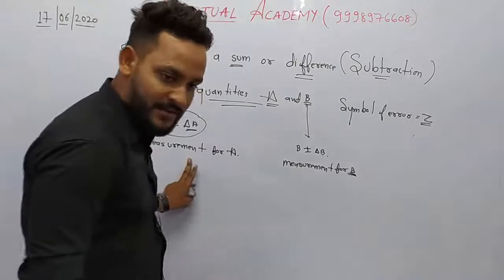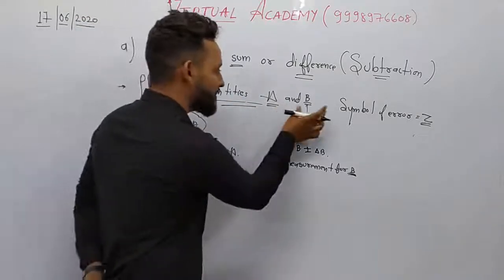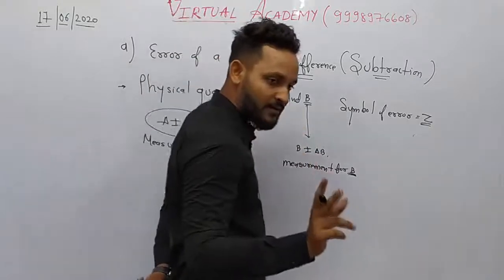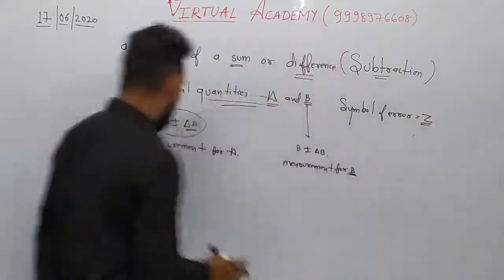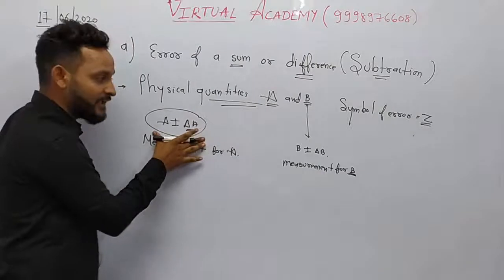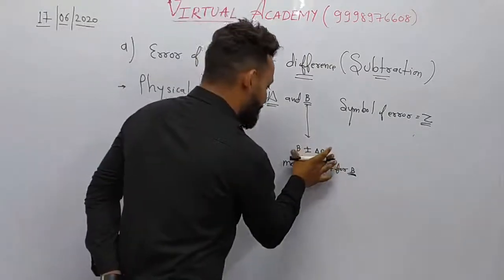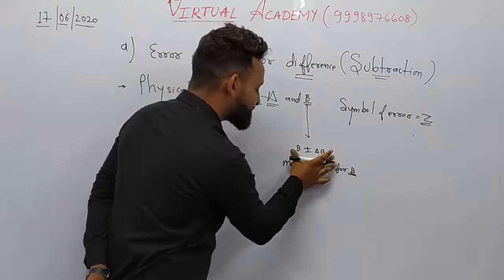Okay? Understand? Now what did I say? We have two physical quantities, A and B. The symbol for the error is denoted by Z, capital Z. What is the measurement for A? It is A plus minus delta A. For physical quantity B, the measurement is B plus minus delta B.